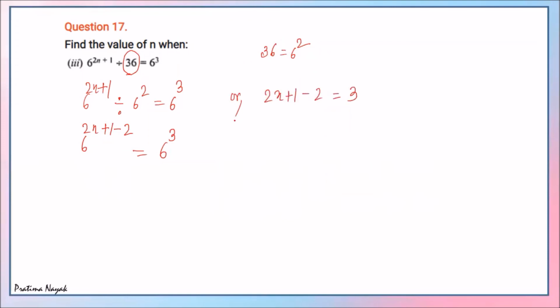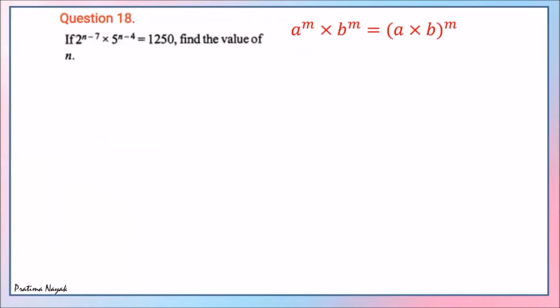Now simplify the left side. Plus 1 minus 2, it will be minus 1. Then 2n is equal to 4. n is equal to 4 by 2. That will be 2.